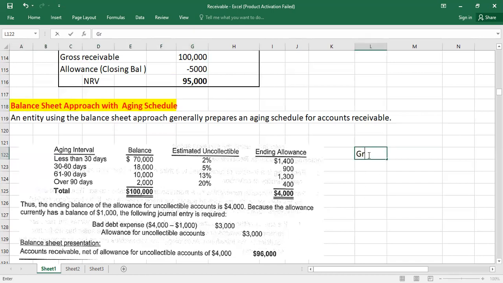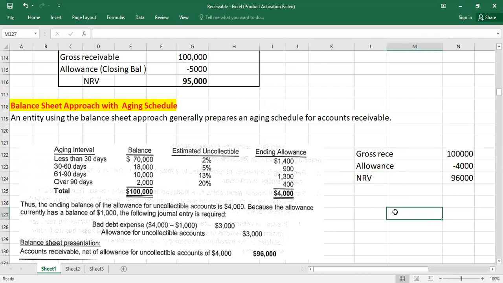Okay, in the balance sheet, when you want to determine the NRV, what you need to write is the gross receivables, which was for example 100,000. From here you will subtract less. What you will subtract, guys? You will subtract the allowance, but we need to subtract the closing balance, which is here 4,000. This is how it will give you 96,000 as the NRV for the balance sheet presentation.